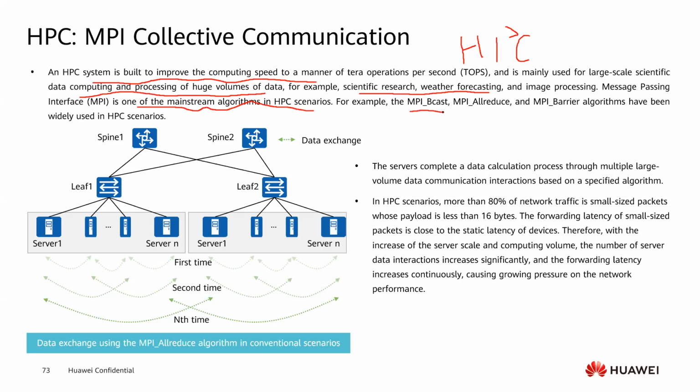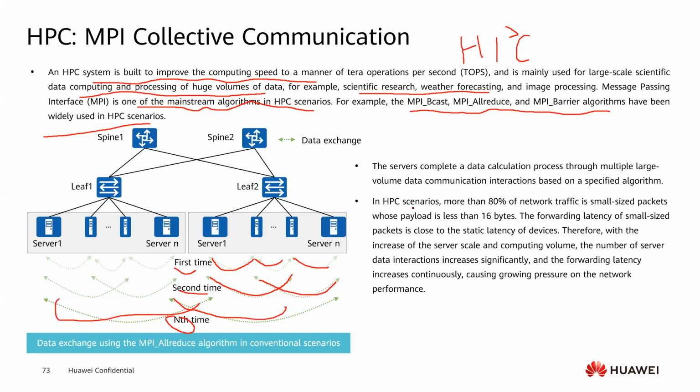Message passing, MPI, is one of the mainstream algorithms in HPC scenarios. For example, the MPI package, the MPI alliance and MPI barrier algorithm have been widely used in HPC. We can see we have different algorithm and computing many times: the first server, the second server, the server translation, and the last time.